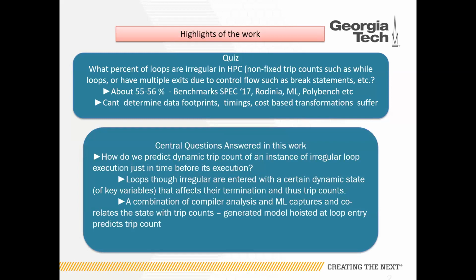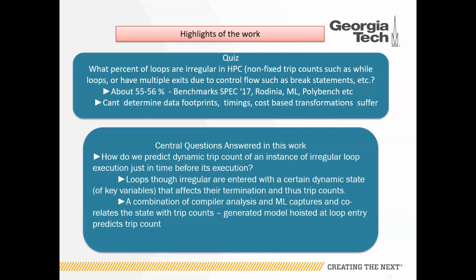Now, what are the important questions that are answered in this work with regard to such loops? The biggest question is, how can we predict the dynamic trip counts of an instance of an irregular loop execution just in time before its execution? Note that in a given benchmark or application, the loop executes multiple times during the HPC code's execution, and we are interested in finding the trip count in a particular instance.